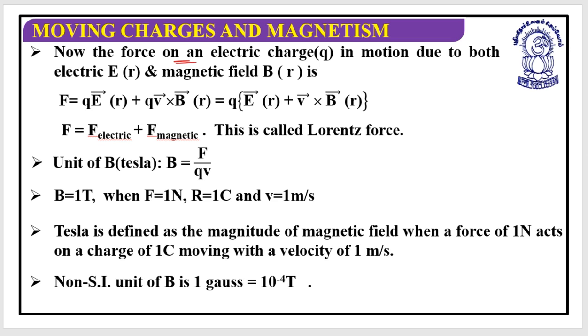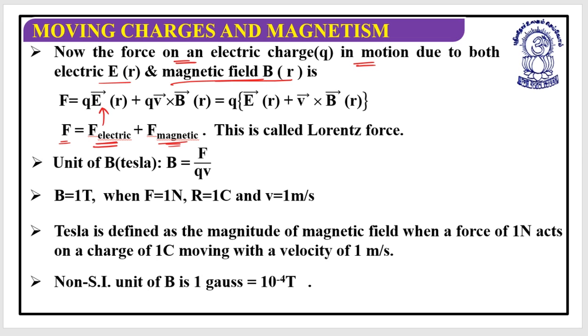Now, the force on an electric charge Q in motion due to both electric and magnetic fields. Up till now, whatever we were discussing was with the magnetic field only. Now Lorentz has given the force due to both the electric field as well as the magnetic field. So if I need to write down the Lorentz force, I need to write both the things. F total is F electrical plus F magnetic.